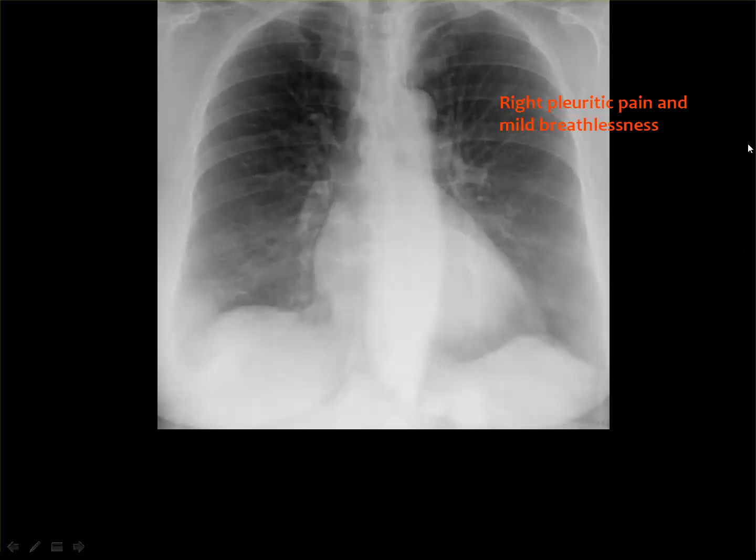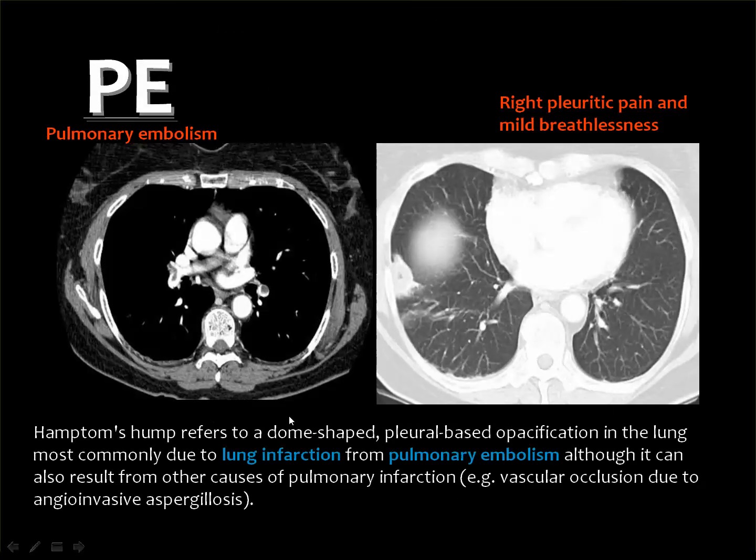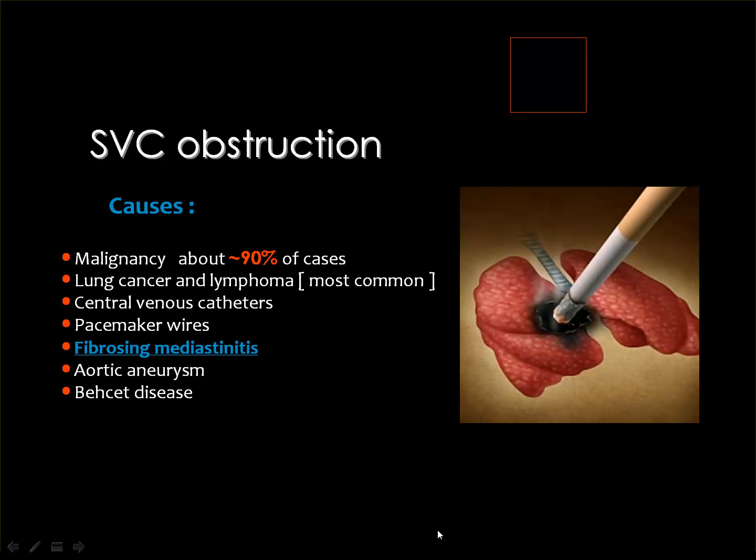Then this patient with right pleuritic pain and mild dyspnea, and you see some opacity here near the costophrenic angle. The CT scan showed the opacity near the costophrenic angle and the bilateral filling defects in the pulmonary arteries representing pulmonary emboli.